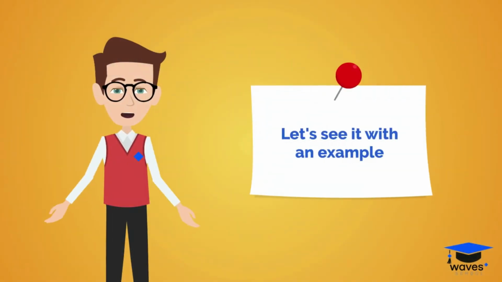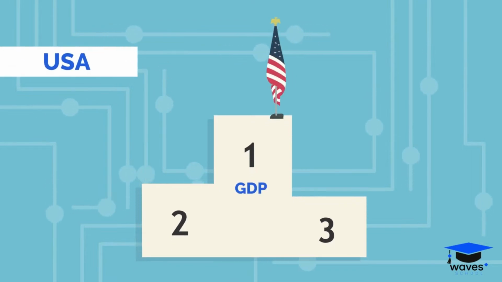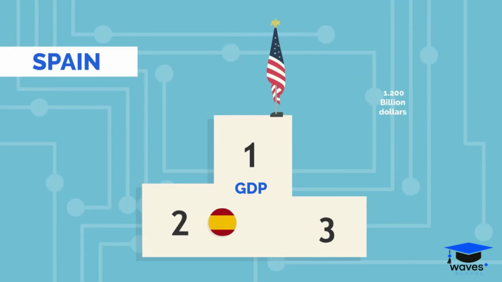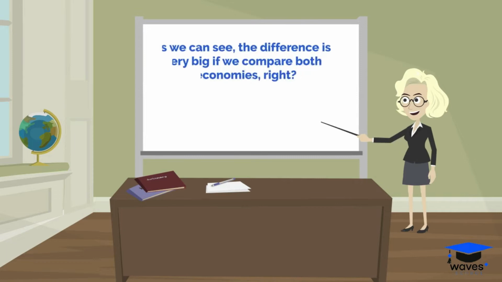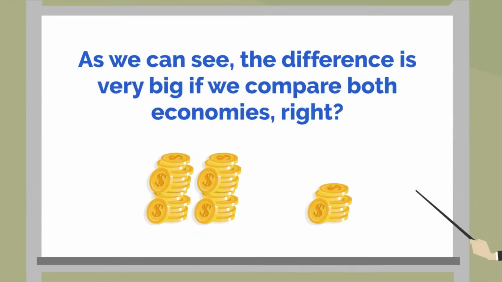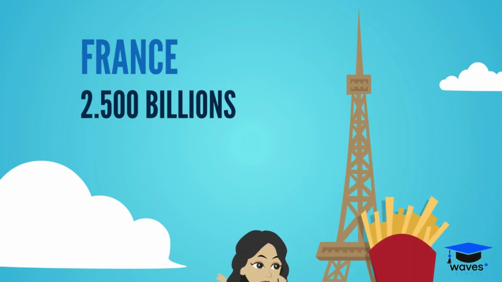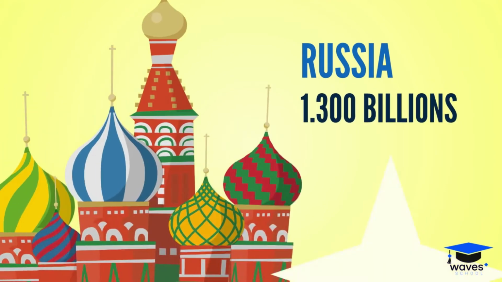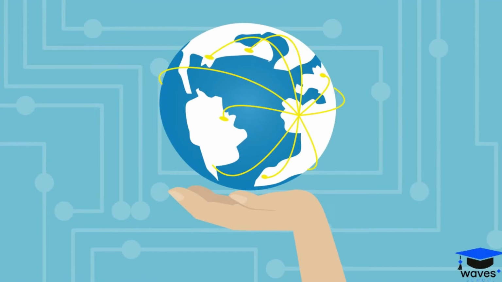Let's see it with an example. The first economic power in the world, the United States, has a GDP of almost $20,000 billion, while other countries such as Spain is $1,200 billion. As we can see, the difference is very big if we compare both economies, right? If we compare it with more countries like France, $2,500 billion, United Arab Emirates, $300 billion, or Russia, $1,300 billion, we see how there is a big difference between the economies of the world.